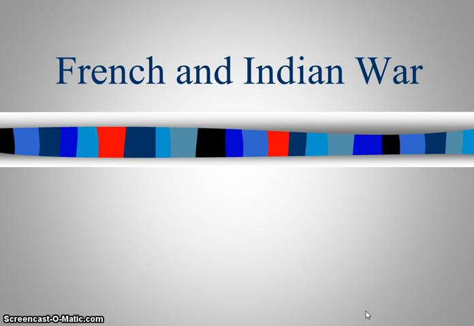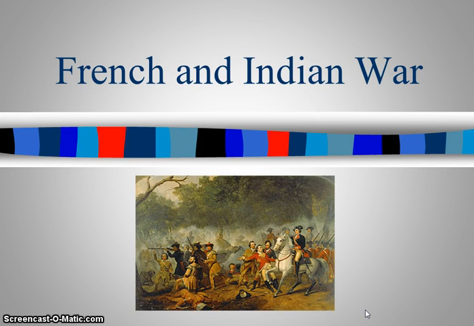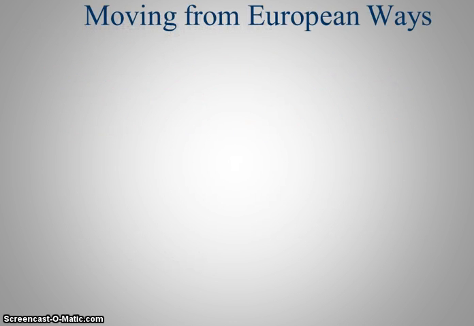All right, welcome to another flip lecture, this one on the French and Indian War, which really sets us up for the beginning of the American Revolution. So we're going to explore a few questions in this lecture. What sense of colonial unity existed in British America in the 18th century? Was there a unique colonial identity? And how was 1763, the end of the French and Indian War, a turning point in the relationships between Great Britain and her colonies in America?